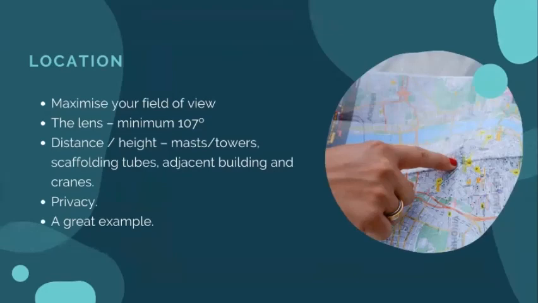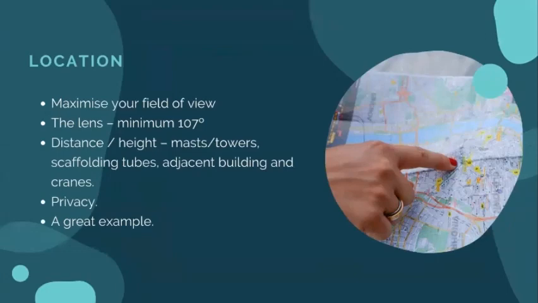When selecting the location of the camera, you're looking to maximize the field of view. In short, you're trying to get as much of the site in as you can, and there are two ways to do this. Firstly, the lens. As we've already discussed, you need quite a wide lens, a minimum 107-degree field of view.